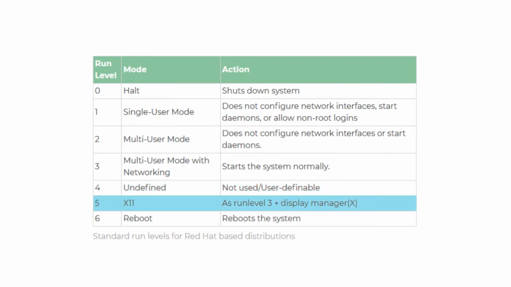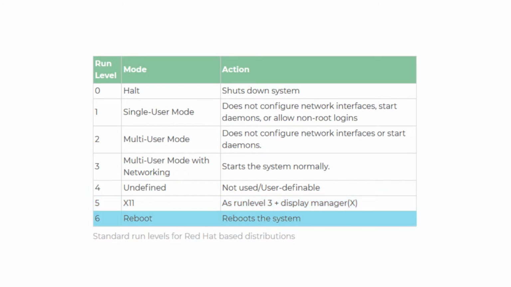Level 5 is X11 mode, which means it has everything Level 3 has, plus a GUI. So Linux desktops and home users would generally boot into this mode by default. Level 6 is for rebooting the system. So like Level 0, you wouldn't boot into this mode, but the system will switch to this mode when the reboot process is initiated.